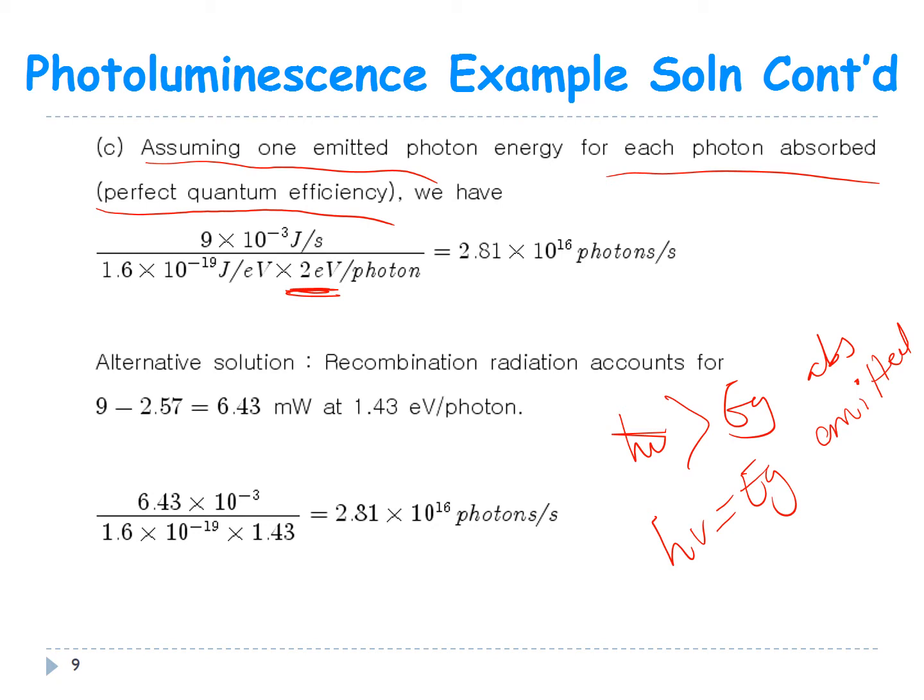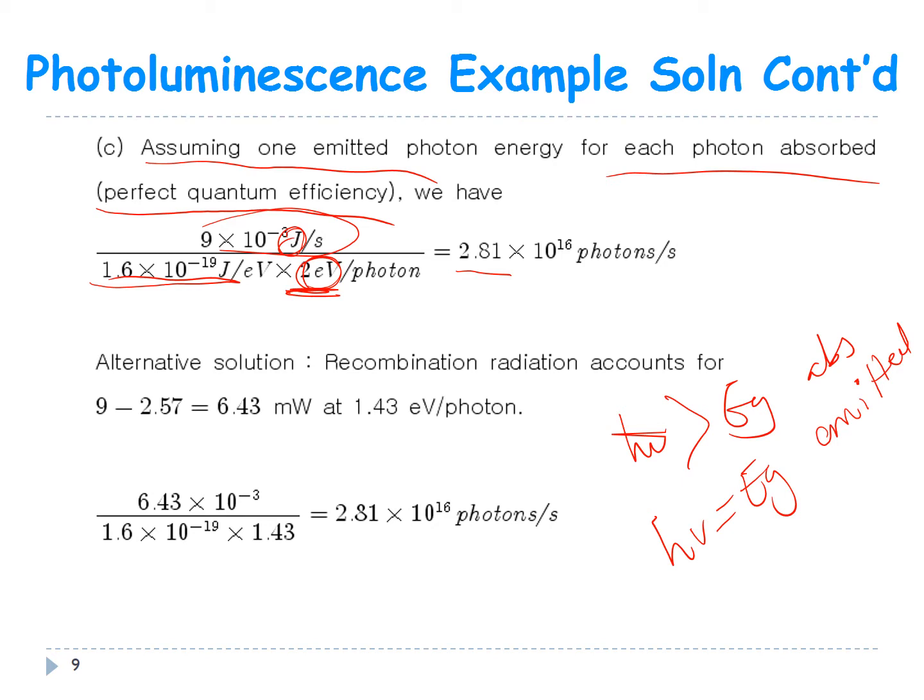So if you do that, you get your 9 times 10 to the power minus 3. This is the total energy that is absorbed, and then you divide this by 2 electron volts per photon, because each photon gives you 2 electron volts. And for a good comparison between electron volts and this joules per second, you have to convert your joules to electron volts by dividing by 1.6 times 10 to the power minus 19. So if you do this, you get 2.81 times 10 to the 16 photons per second.